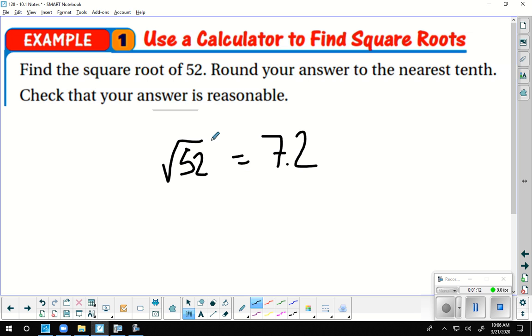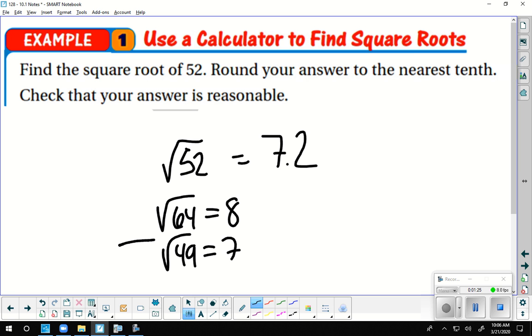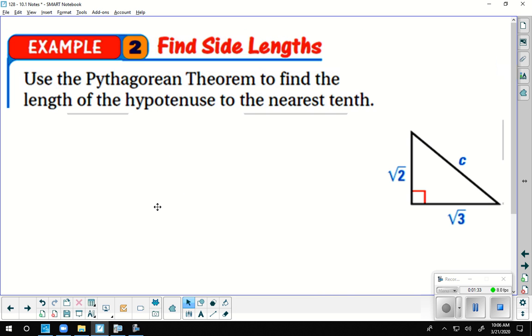Check your answer is reasonable. Well, if we think of perfect squares, we know that the square root of 64 is 8, and we know that the square root of 49 is 7, so the square root of 52 falls in between those. So yes, it makes sense that it's 7.2 because that's right between 7 and 8. So my answer is reasonable.